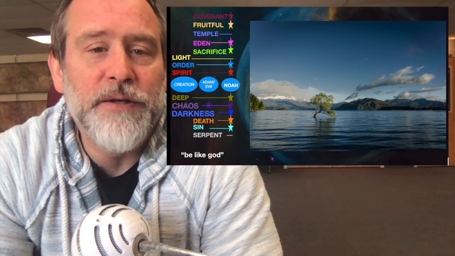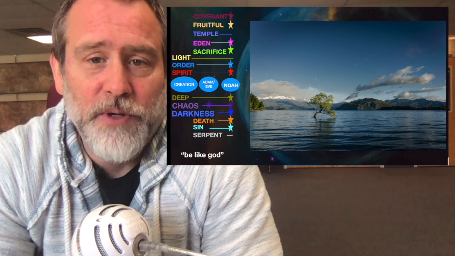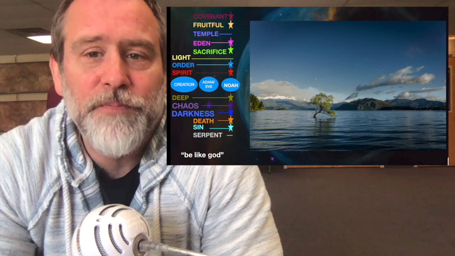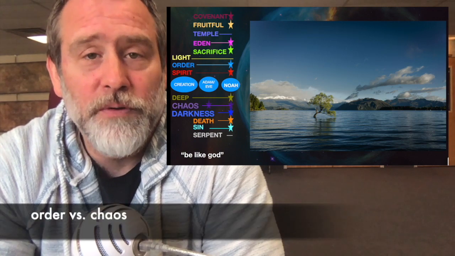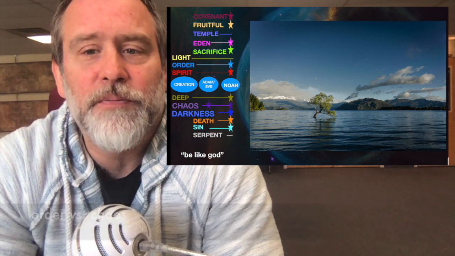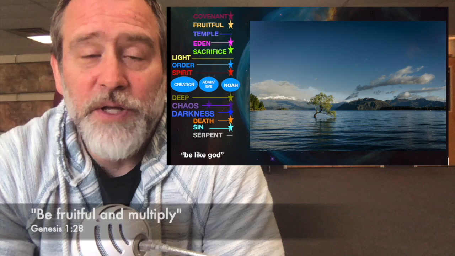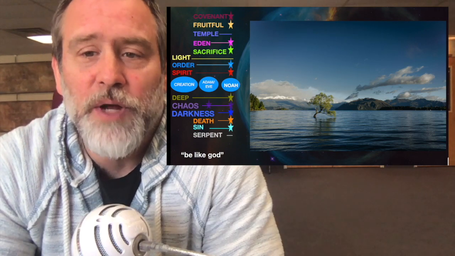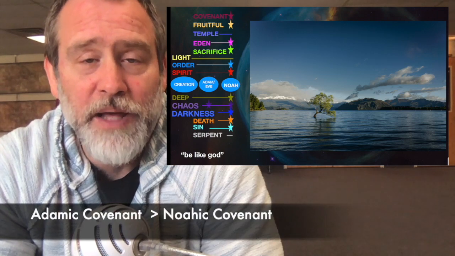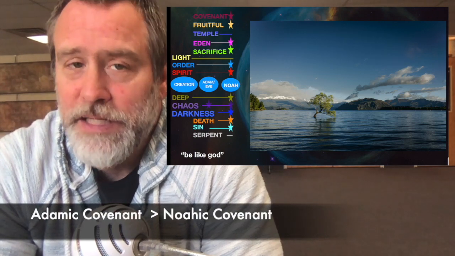God set up a new Eden with a new Adam, that's Noah, who had been saved in an ark. There was a reminder that the beast would fear them. That order, that is the seasons, would continue. They were to continue the be fruitful and multiply mandate given to Adam and Eve. This is all surrounded by a new covenant for all of humanity made with Noah. This is Eden 2.0.